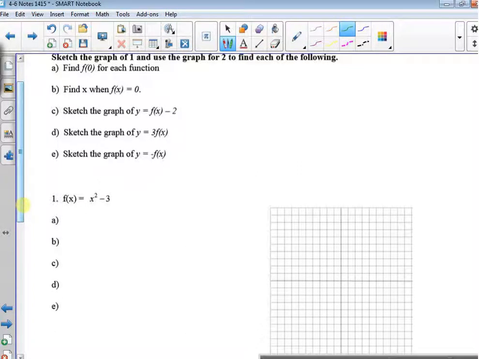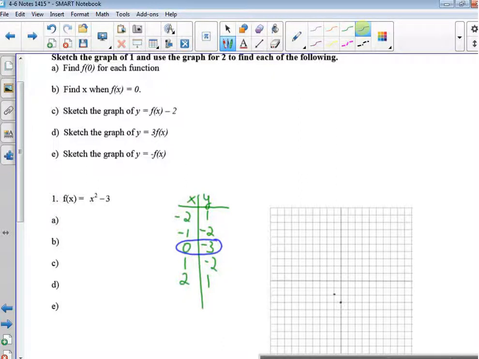So it says to graph it, so I'm going to start with a table of values. I get, in my calculator, I think I'll go with negative 2, negative 1, 0, 1, 2. And negative 2 is 1, negative 1 is negative 2, 0 is negative 3, 1 is negative 2, and 2 is 1. And I was looking for that rainbow effect, which gave me my minimum. Okay, so 0, negative 3, negative 1, negative 2, 1, negative 2, 2, 1, and negative 2, 1 gives me my graph.